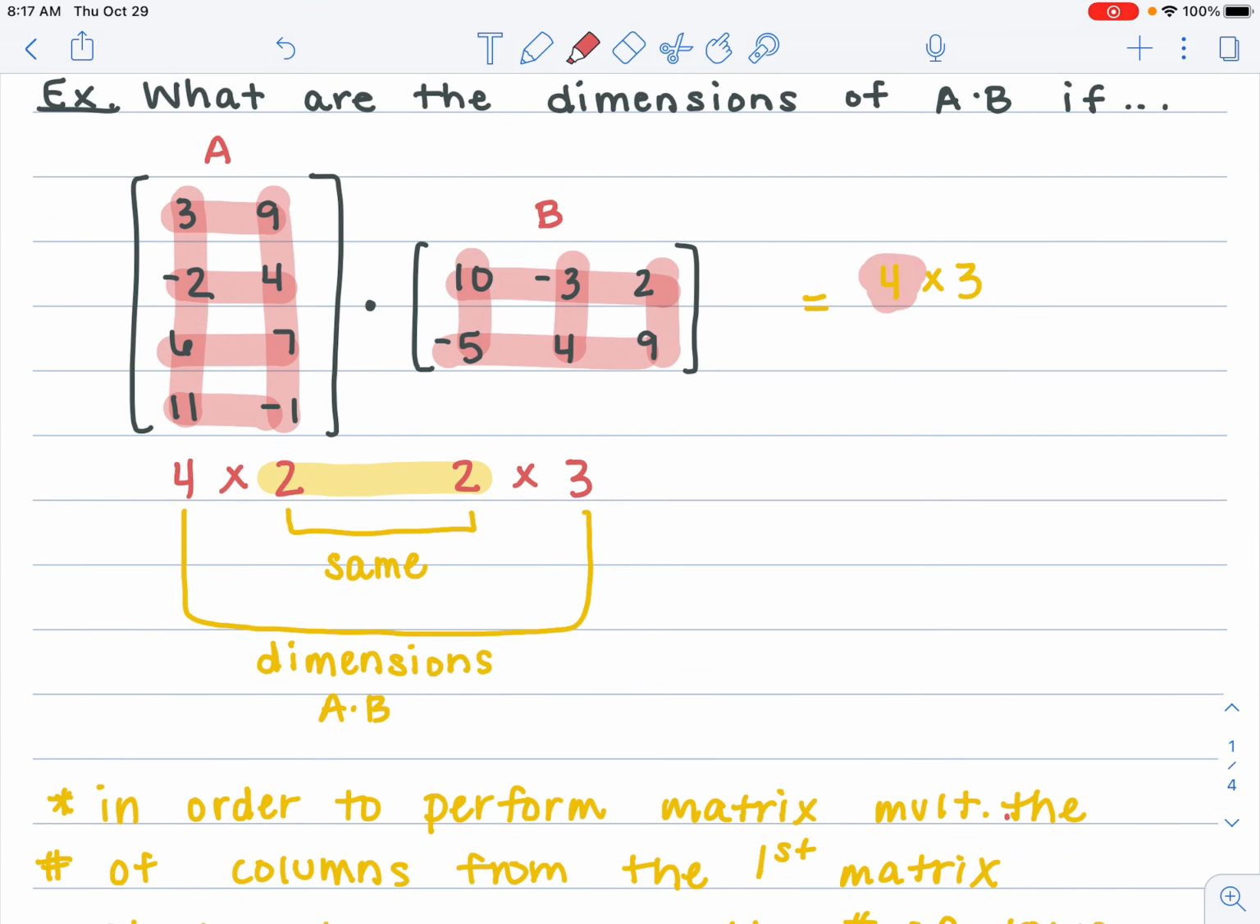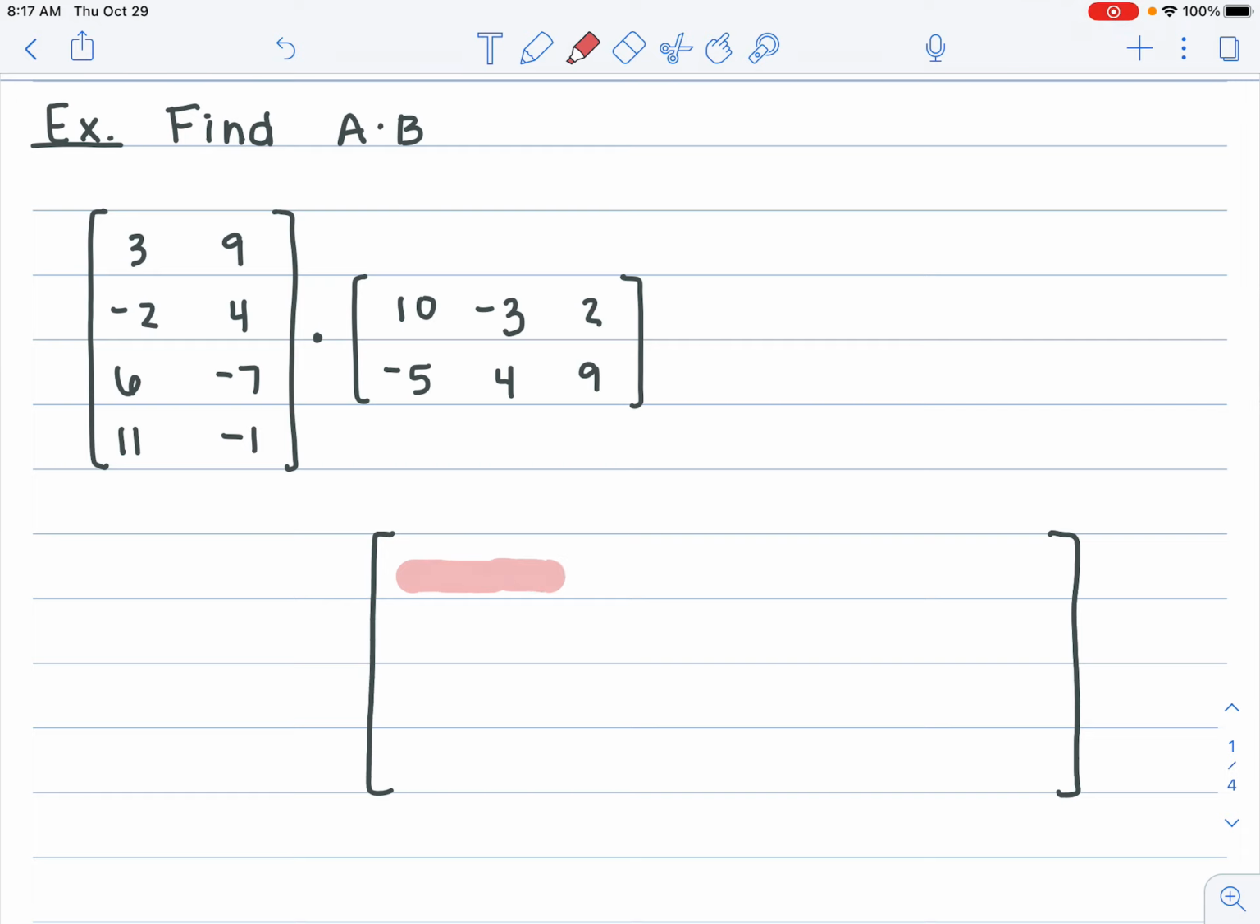What we learned is that when we do matrix multiplication, we're taking the rows from the first one and the columns from your second one. So that's what we're going to do. To find this first entry here, row 1, column 1, we go from the first row of A and the first column of B, and we do the multiplication there. You see we have two sets of numbers there. So you take the first numbers in each of them and multiply them by each other. So I'm going to do 3 times 10 plus 9 times negative 5.